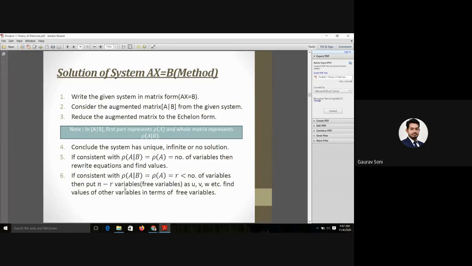You will understand this better when I solve some examples. So what I will do is, n minus R variables are free. Then I'll say take the first variable as u, second as v, and third as w, etc. And whatever the remaining variables are, I can find their values in terms of u, v, w. So that is the complete idea behind this.